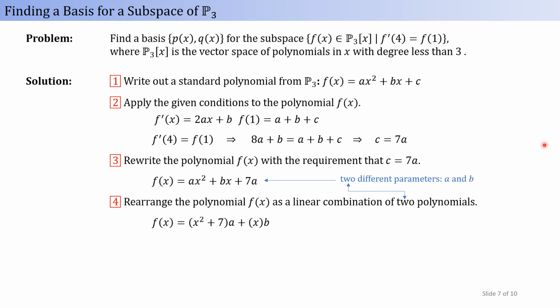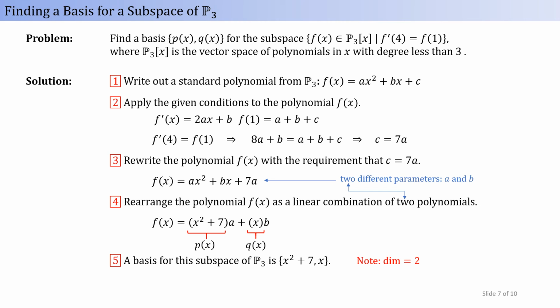Okay, so just rewrite it, group all the stuff that has a, group all the stuff that has b, and whatever's attached to those are your 2 polynomials that make up the basis. So the polynomial x squared plus 7 and the polynomial x, those two polynomials are the vectors in the basis of this subspace. Because there are two of them, we say the dimension equals 2.